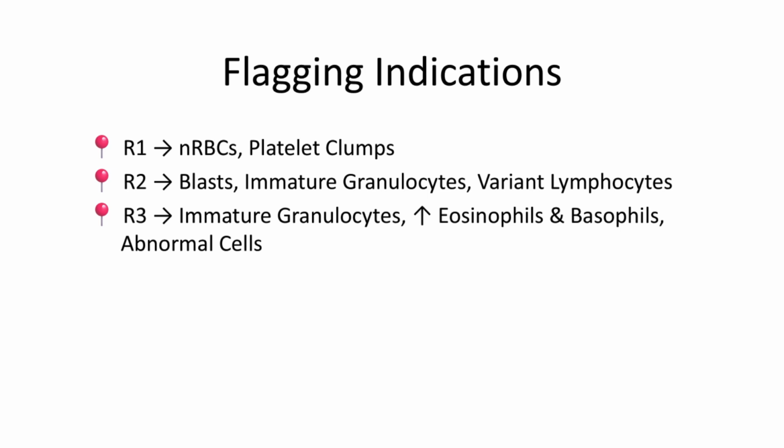The R2 flag may indicate blasts, immature granulocytes, or variant lymphocytes. This suggests possible hematologic disorders, including acute leukemias or reactive lymphocyte responses. The R3 flag appears when there are immature granulocytes, an increase in eosinophils or basophils, or other abnormal cell populations. This can reflect infections, myeloproliferative conditions, or other pathologies.